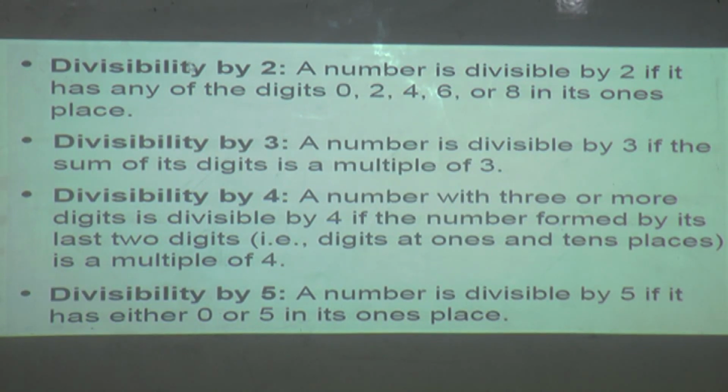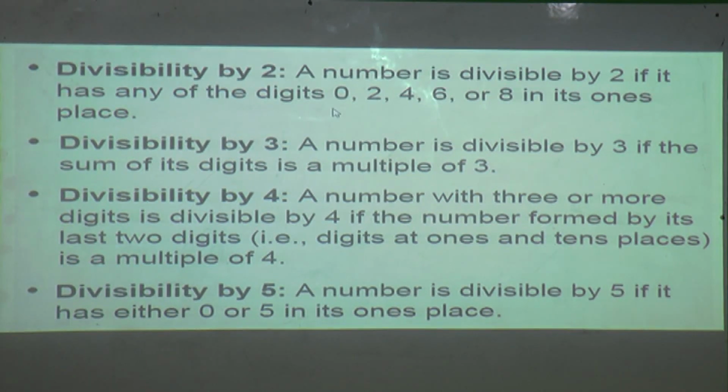Now we'll see the different divisibility rules. Divisibility by 2. A number is divisible by 2 if it has any of the digits 0, 2, 4, 6 or 8 in its ones place. A number is divisible by 2, as we have seen, if in any number, it may be of 3 digits, 4 digits, 7 digits, the number should have 0, 2, 4, 6 or 8 in its ones place.